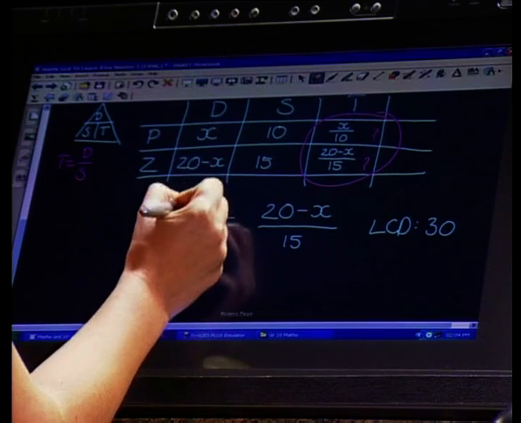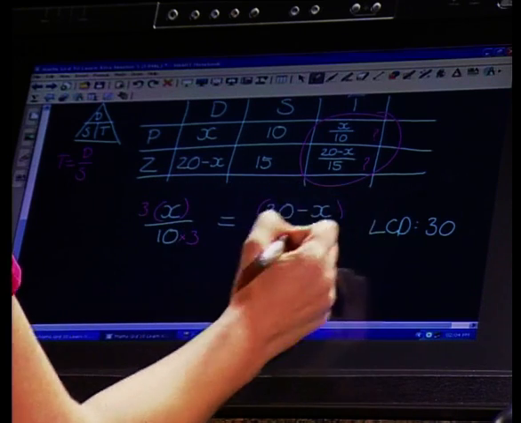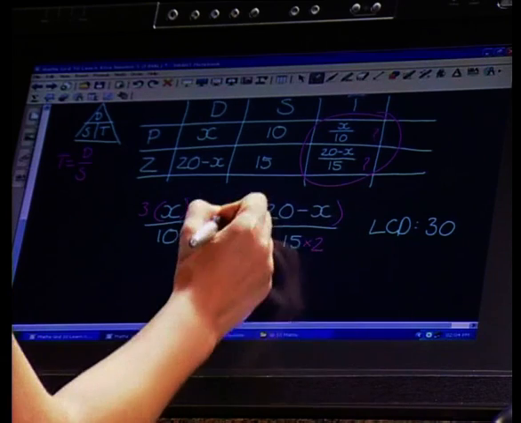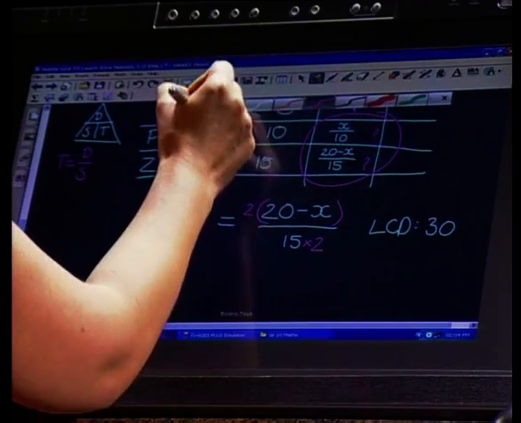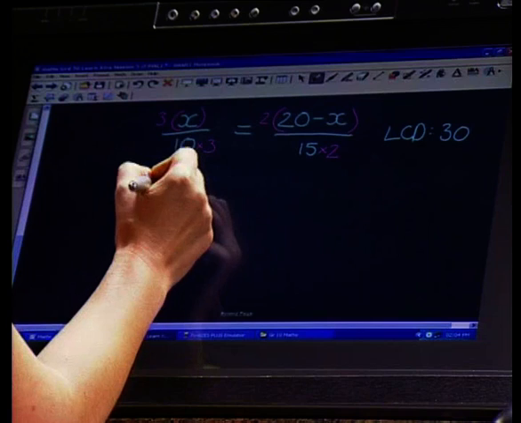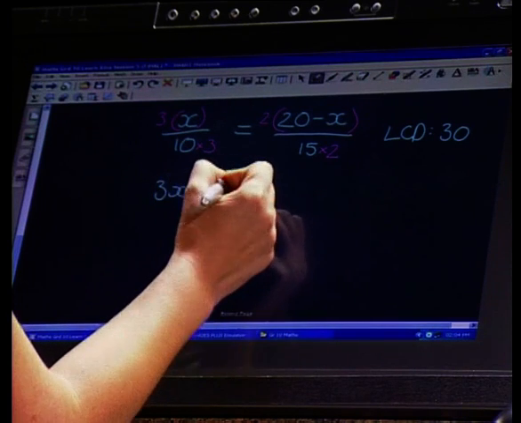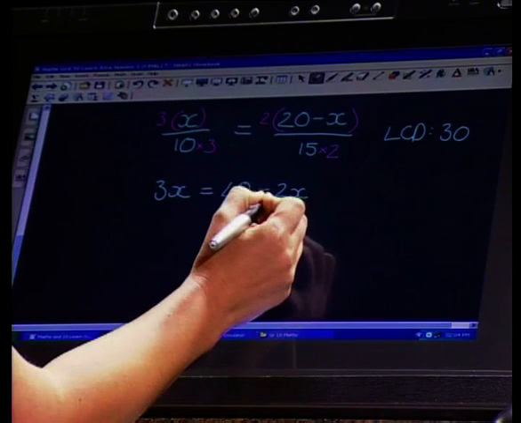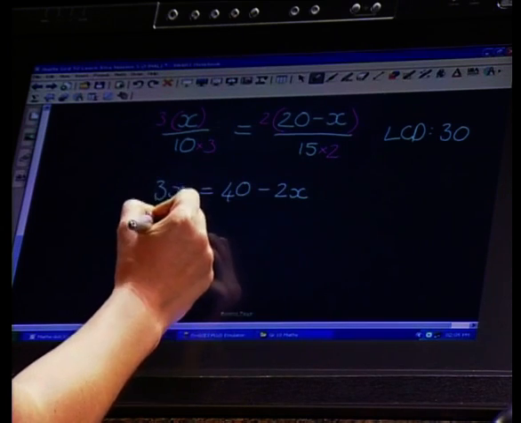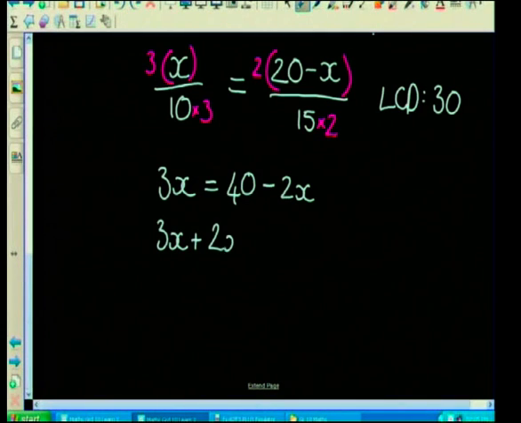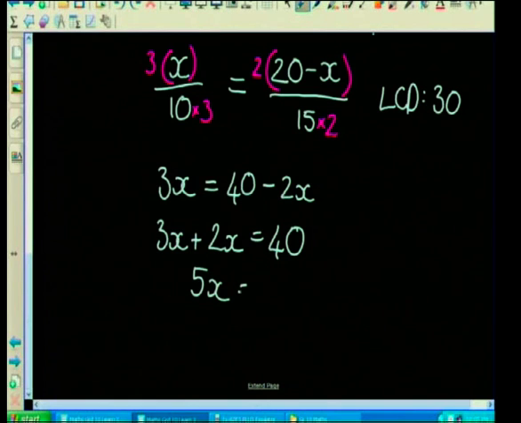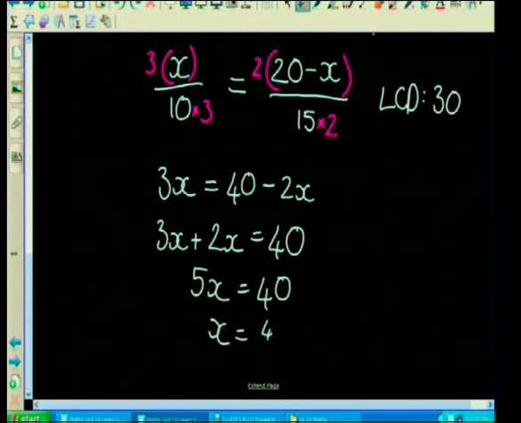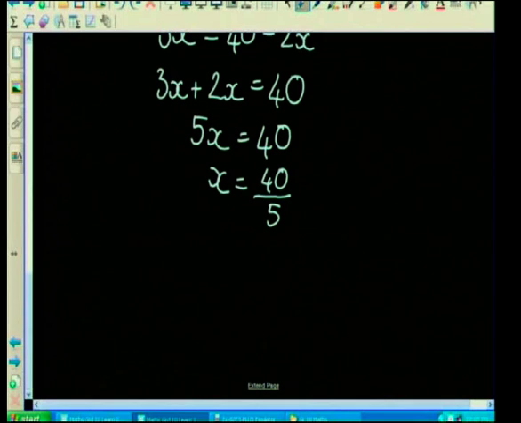3 times 10, which means we multiply the top by 3 as well. And if we're multiplying 15 by 2, we also multiply the numerator by 2, leaving us with 3x equals 40 minus 2x. And now let's solve for x. I'm going to start by isolating the variable, bringing them all to one side, simplifying as much as I can, and then getting an answer of 40 divided by 5, which of course is 8.